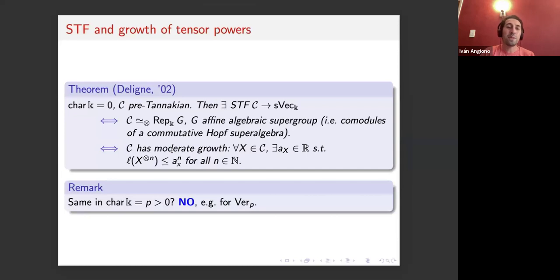Okay, I say here that we are in characteristic 0. What happens for characteristic p? Do you have a similar characterization of some family of Pretannakian tensor categories? The answer, if you want to have, for example, moderate growth, is no. You have to replace these supervector spaces. There is a nice category that I will introduce now, which is the Verlinde category, that shows that you may add this category, which is bigger in some sense than the category of supervector spaces.